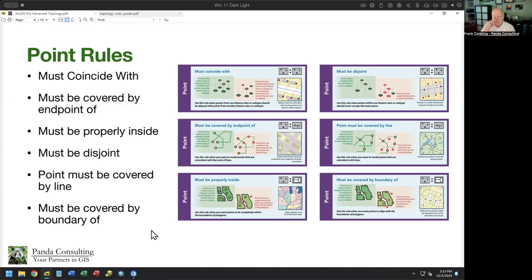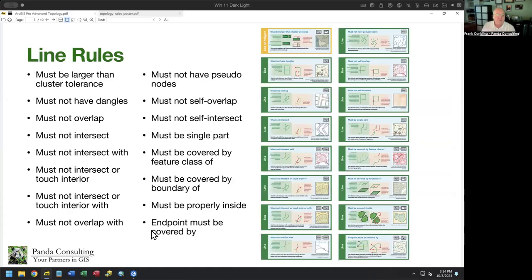Any questions on the point topology rules? None I see. None at this time.